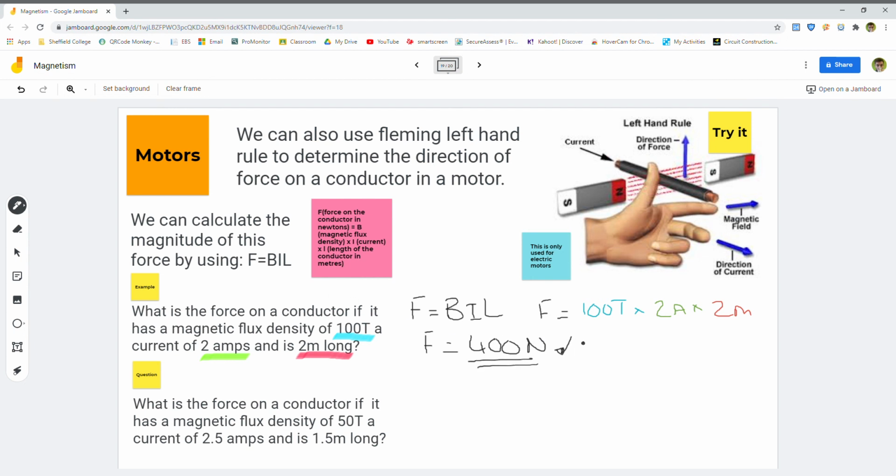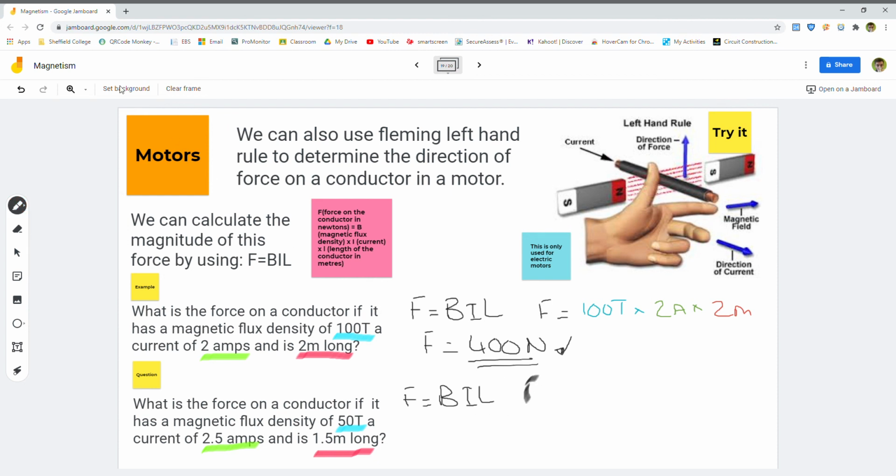Hopefully that made sense. If you want to stop the video now and have a go at this one, restart it when you're ready. So let's go through this equation. F equals B I L. Let's highlight our units. B is our 50 Teslas. Current is our 2.5 amps. And then our length is 1.5.